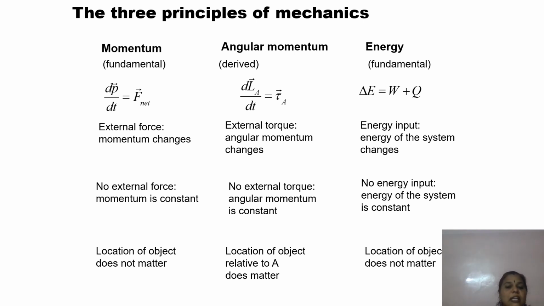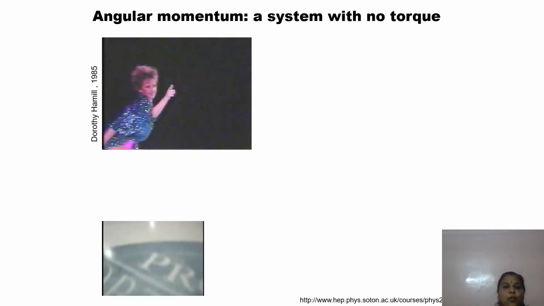And more specifically, the location of the object is not at all a matter in the case of momentum, whereas the location of the object relative to the particle or the reference point matters a lot. So this is the unique difference between momentum and angular momentum. Location does not matter in the case of momentum, whereas location matters a lot in the case of angular momentum. And we'll look at this extension later in the next module.